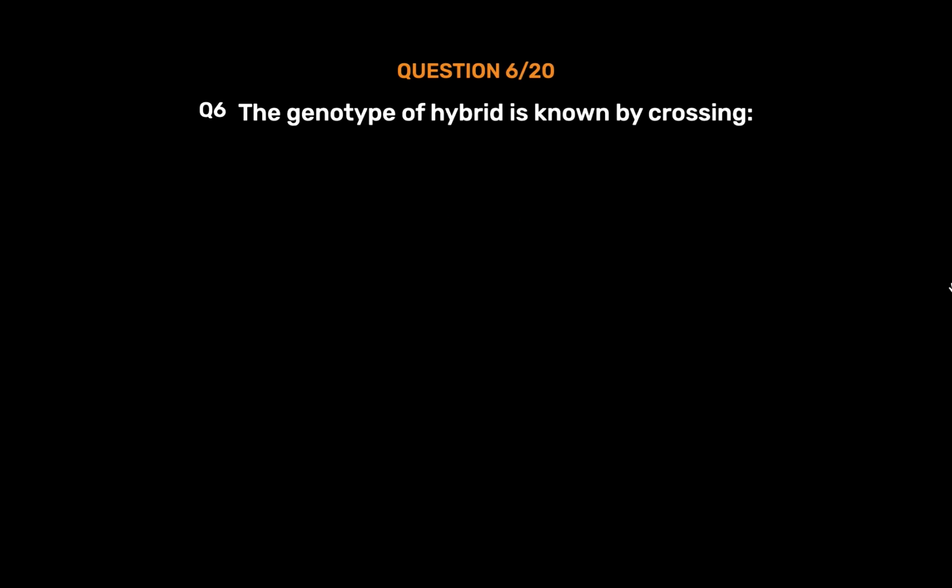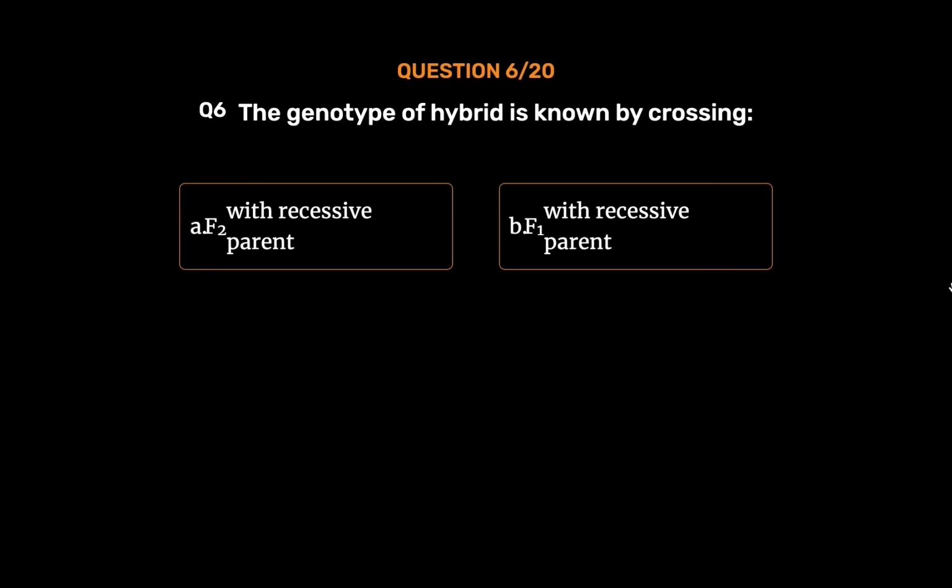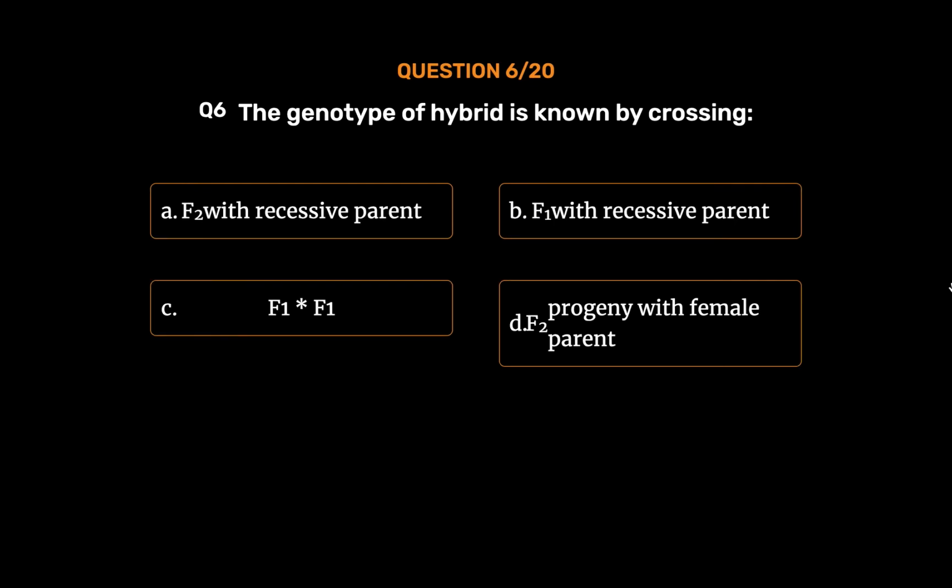Question number 6. The genotype of hybrid is known by crossing. Option A. F2 with recessive parent. Option B. F1 with recessive parent. Option C. F1. Option D. F2 progeny with female parent. The correct answer is Option B.